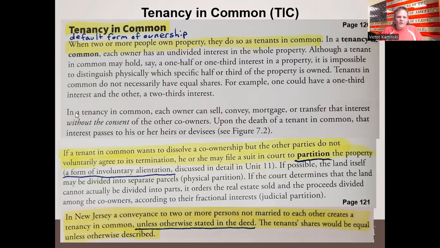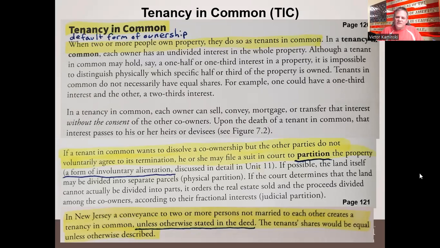Now, the rest in here also further explains the tenancy in common, but you really got to study the whole thing to understand it. It's not like a one-liner. Just know it's the default form of ownership, two or more people not married to each other. Each owner can have unequal shares of ownership. I could be 75% owner and you could be 25% owner because I put down 75% of the cash and you put down only 25% of the cash. With a tenancy in common, you can have unequal ownership shares of interest in that regard.